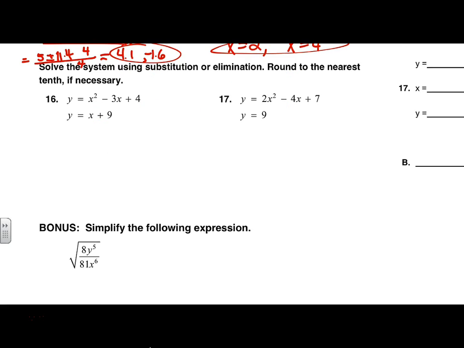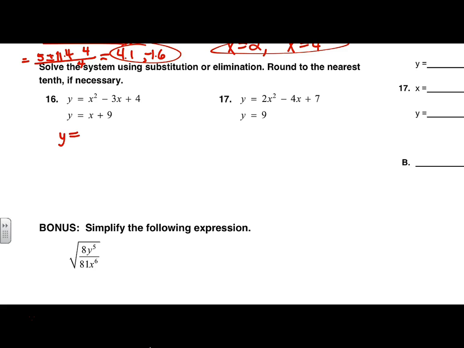Alright, number 16 and 17. Substitution or elimination. What did you guys do? Did you set each of these equal to each other, or did you add or subtract down? I have no idea what I did. Don't do it my way.